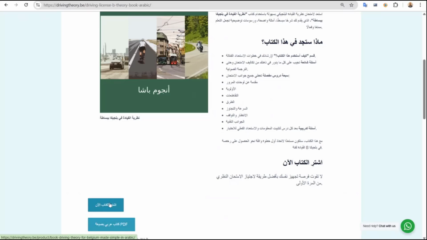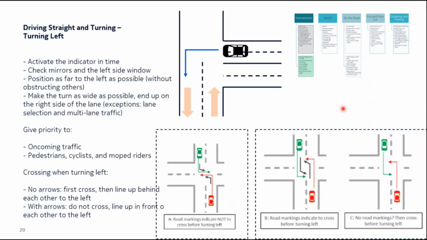All right, so back to the lesson. Okay, let's focus now on turning left, which is a little more advanced than turning right. So again, the same rules: activate the indicator in time, check the mirrors and the left side window. While turning right, you had to look over the shoulder, but here you look through the left side window, just to make sure that no bicycles or pedestrians on the left are crossing over.